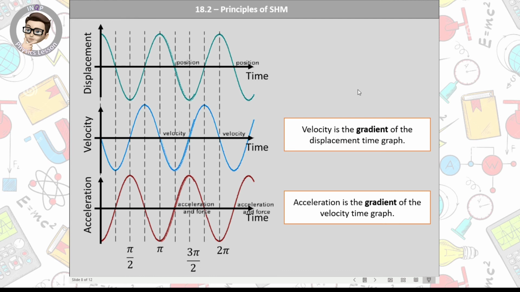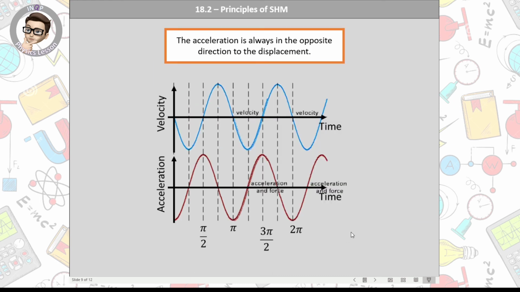So that's the acceleration curve. So each one is what we would call a differential of the previous one. Okay, so the differential of the displacement gives us the velocity, and the differential of the velocity with respect to time gives us the acceleration. And the way you need to think about it is this idea of gradient. So the gradient at any point on the displacement time graph will give you the velocity, and the gradient at any point in the velocity time graph will give you the acceleration. Okay. Hopefully that makes a bit of sense.